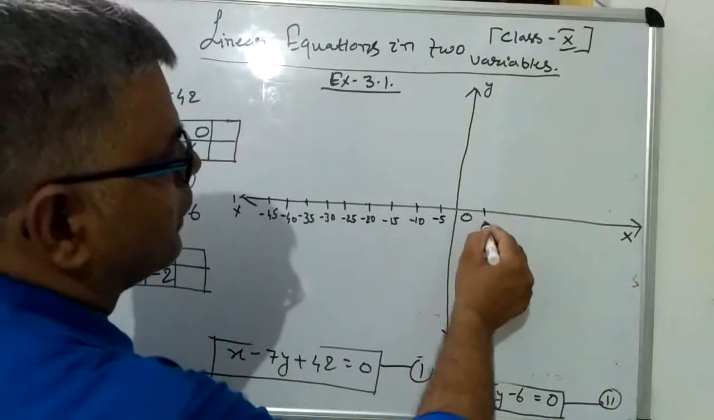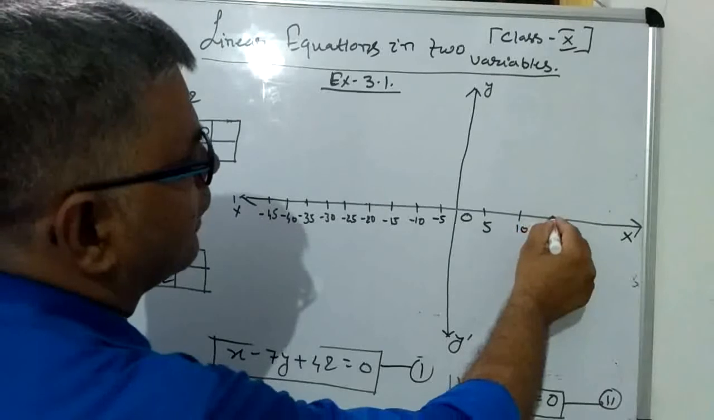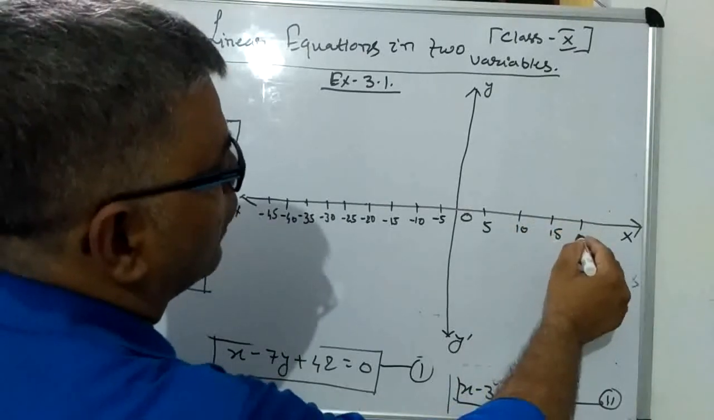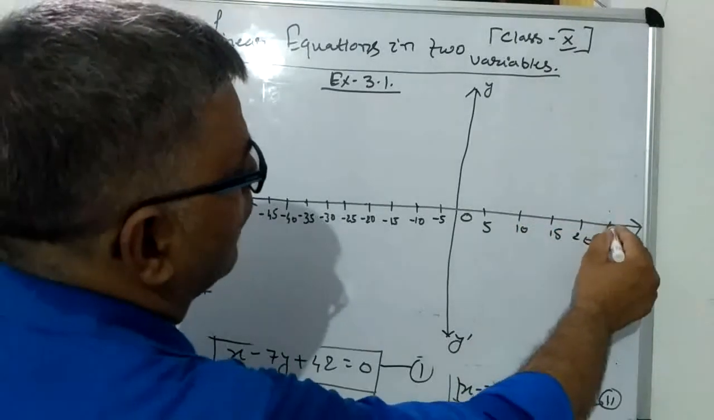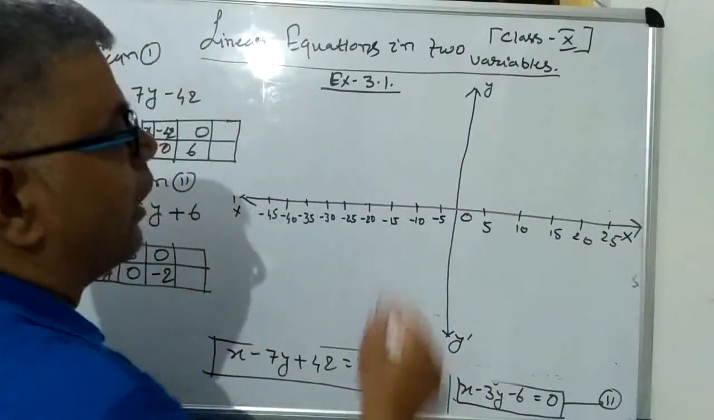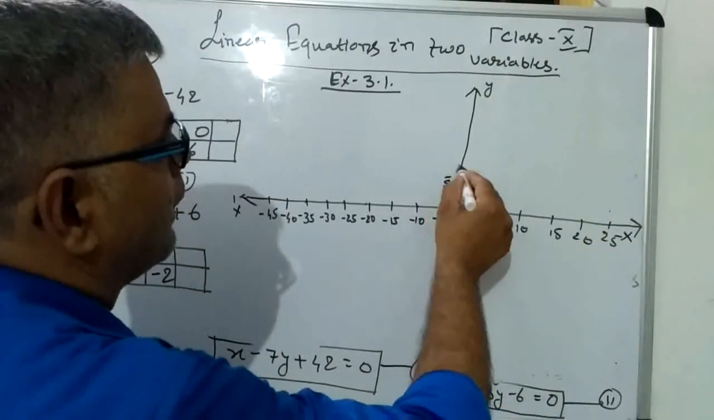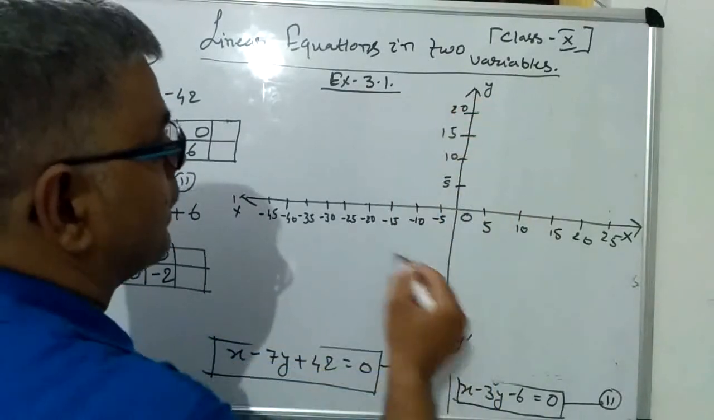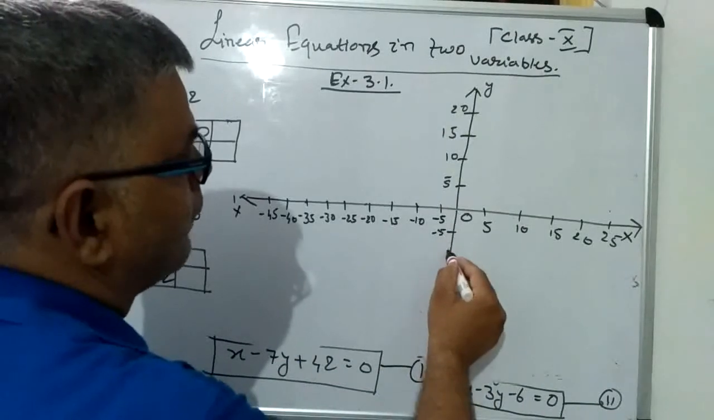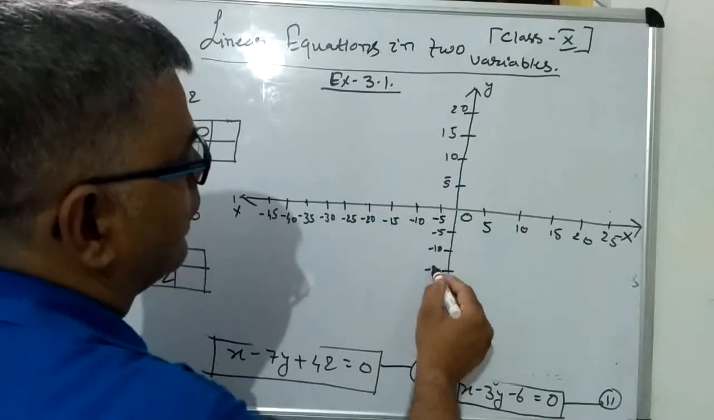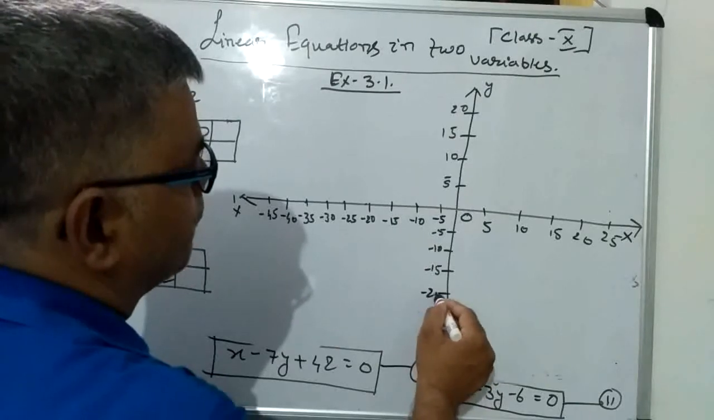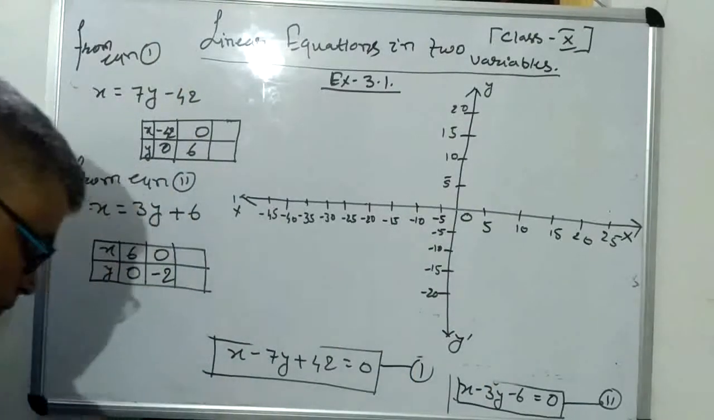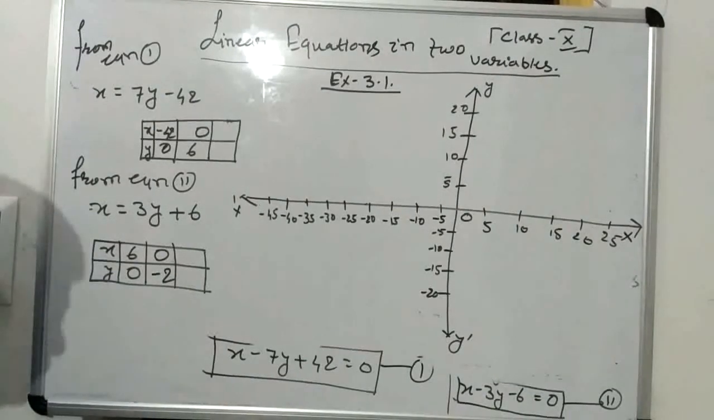And on the right side also it will be 5, 10, 15, 20, 25 and so on. On this side it will be 5, 10, 15, 20. On this side it will be minus 5, minus 10, minus 15, minus 20 and so on. So now you plot the graph of both situations, situation number 1 and situation number 2.